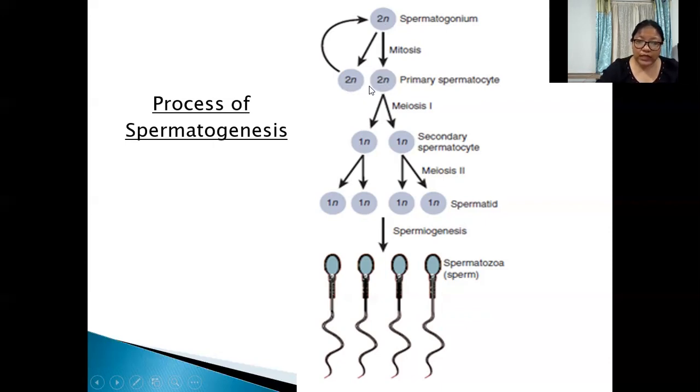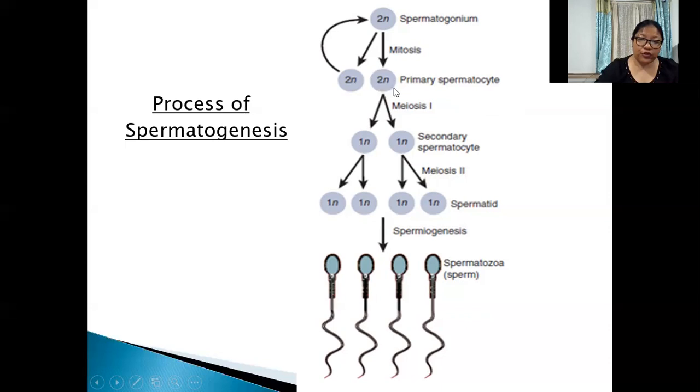Now, some of these 2n spermatogonia will differentiate themselves into specialized cells, and when they do, they are known as the primary spermatocytes. What are they known as? They're known as the primary spermatocytes. Now, these primary spermatocytes, as you have seen, are diploid in nature.